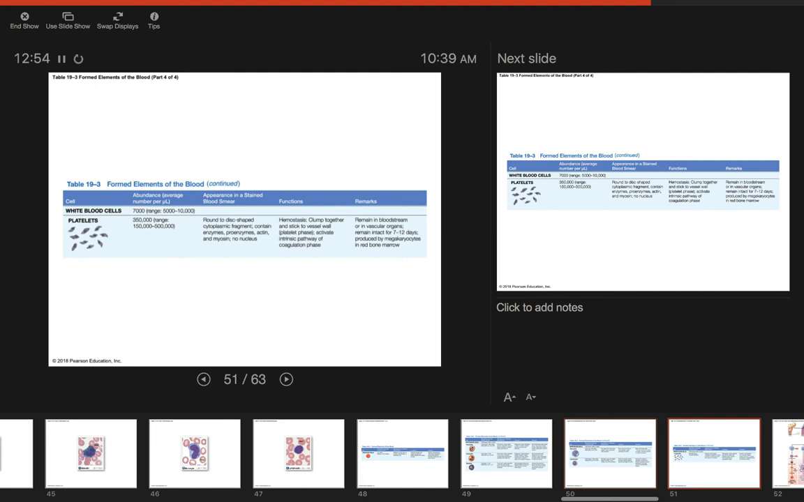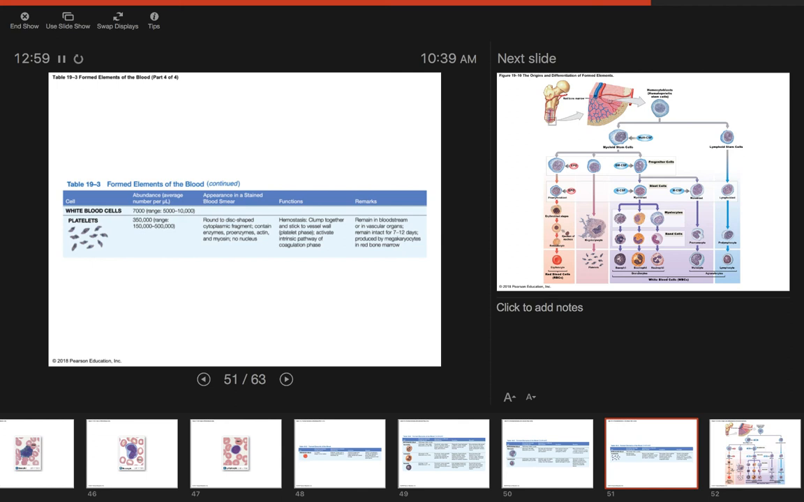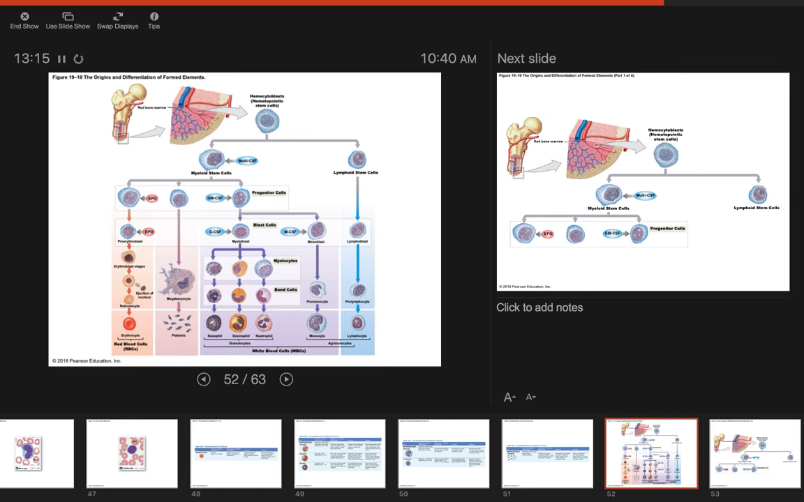let's briefly talk about platelets. We're almost done here. Platelets, another name for those, are thrombocytes. Platelets are just fragments of cells. And so I'm going to show you how they work in hemostasis, but before I do that, let me show you how they're formed and how all of the formed elements are formed.